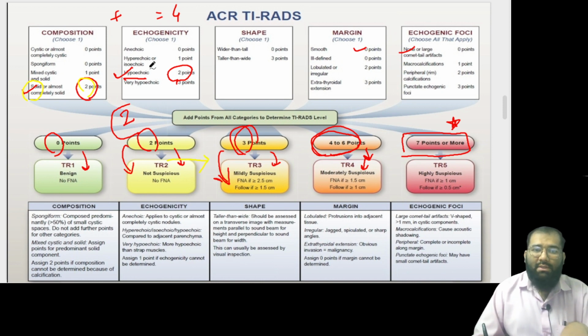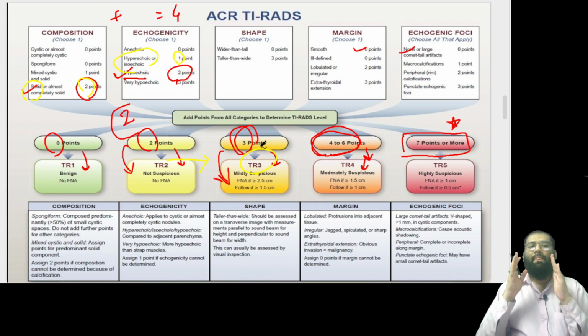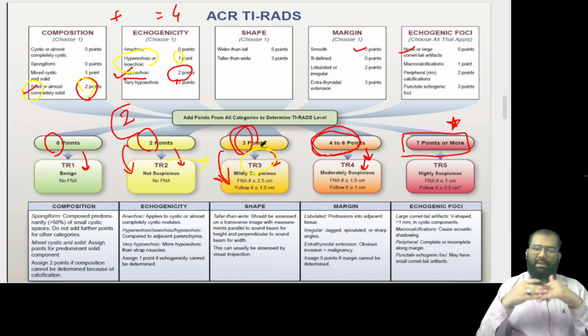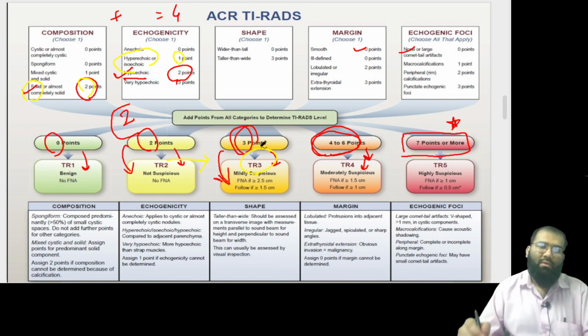Okay, suppose even if it is hyperechoic or isoechoic, it becomes 1. Okay, so at least it becomes 3 points. So if it is at least 3 points, it becomes TIRADS 3. So any solid lesion in thyroid, whether it's isoechoic, hyperechoic, or hypoechoic, it is at least TIRADS 3. If it is hypoechoic, it becomes TIRADS 4. If it fits with other criteria of malignancy, like if it is taller than wider, it shows echogenic microcalcifications, margins are showing extrathyroid extensions, all this will go for TIRADS 5.